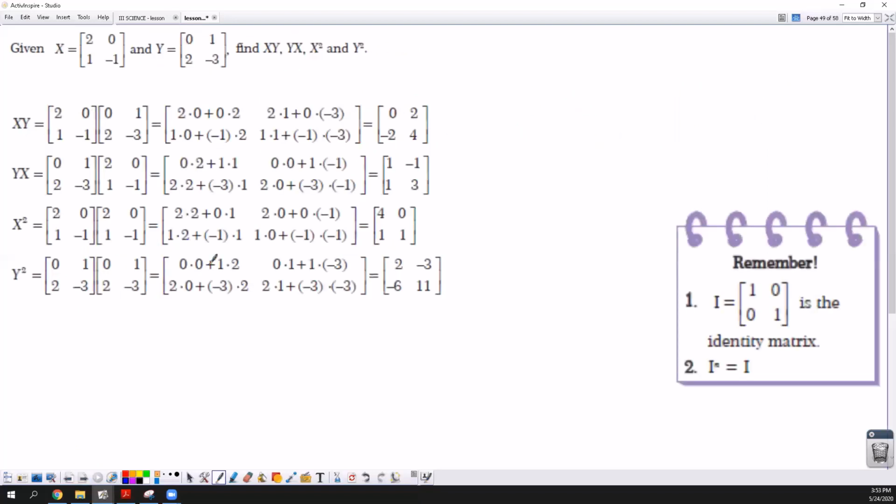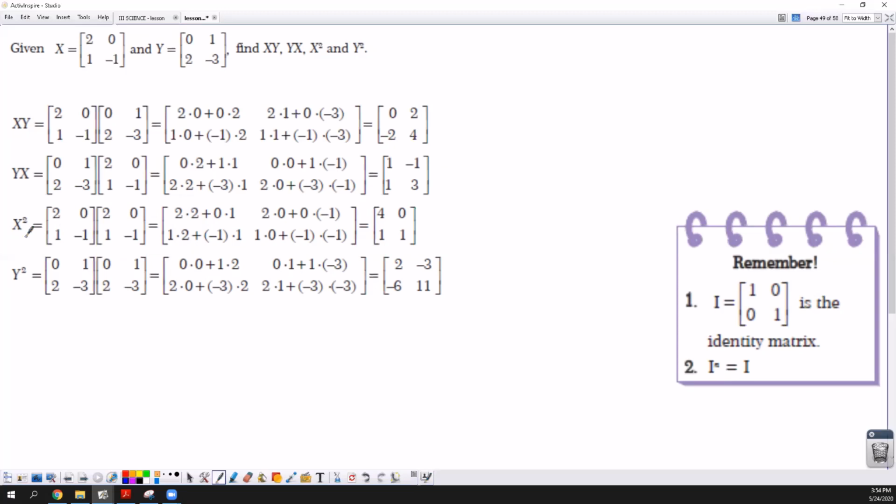In this section, we are going to multiply matrix X by matrix Y, Y and X, and X squared and Y squared. When we multiply XY and YX, you're going to see the results. For X times Y we have 0, 2, negative 2 and 4. For Y times X, you're going to see 1, negative 1, 1 and 3. They're 100% different from each other. So XY is not equal to YX.